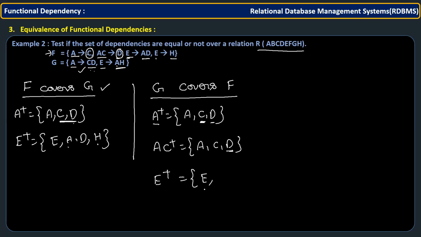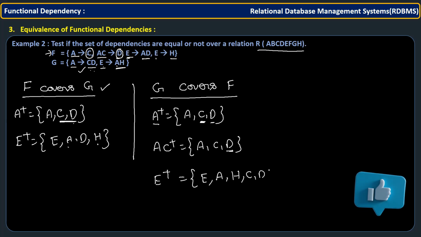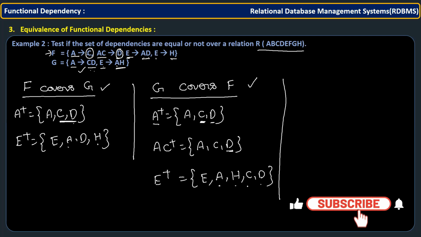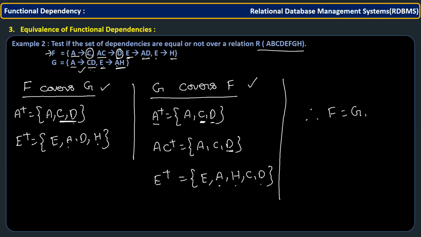So let us see here. E deriving AH, and A deriving CD. So now you can see we need ADH. So AHD, all of them are there. So this is also fine. So when these two are the same, what you can write down actually is, therefore F is equal to G actually. Both of them are the same.